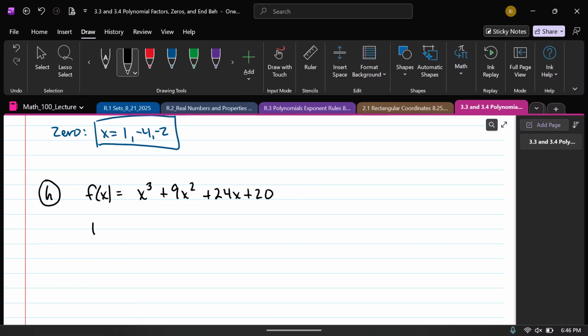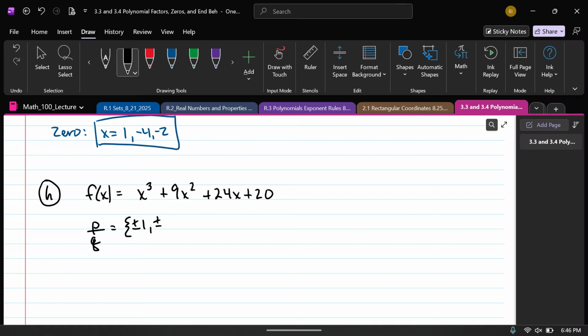Let's make our P over Q list. Maybe we can take a shortcut here on the P over Q list. Why can we take a shortcut on our P over Q list for this one? Yeah, because the leading coefficient Q is 1. So that means I'm not going to have to worry about doing any division here. I'm just going to get the factors of 20. What are the factors of 20?